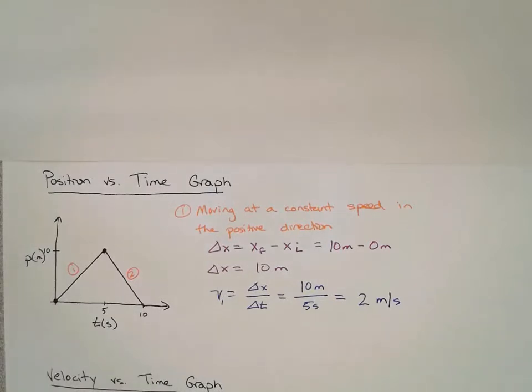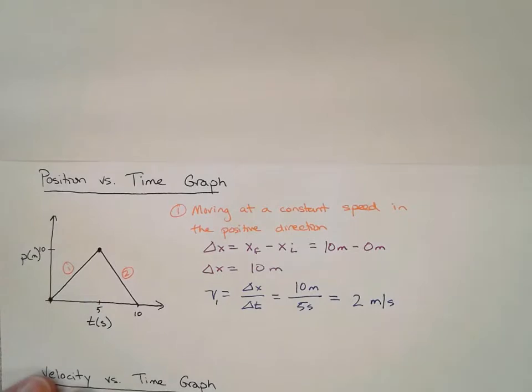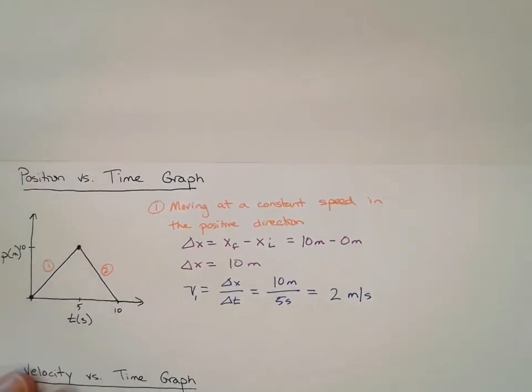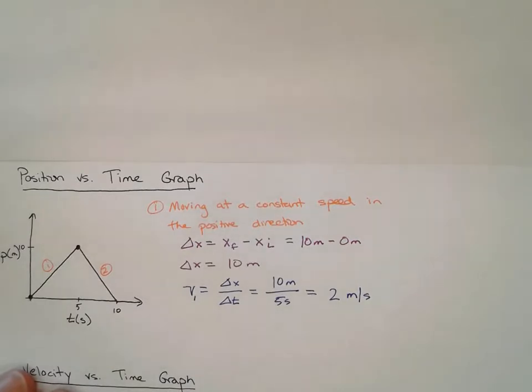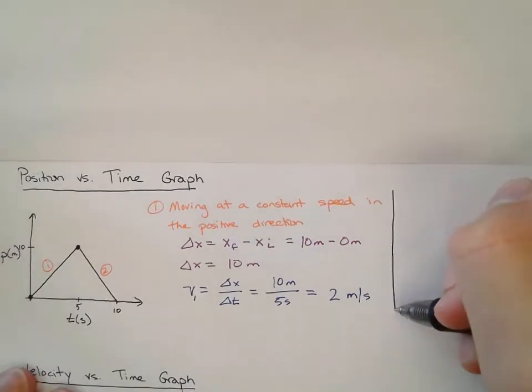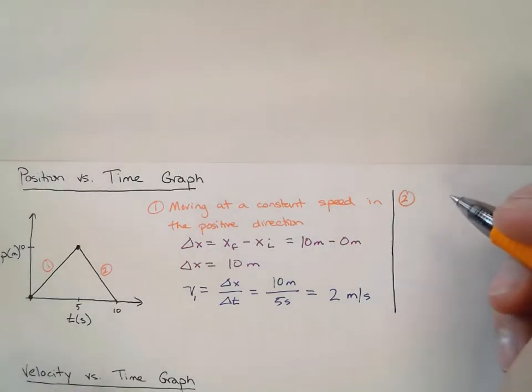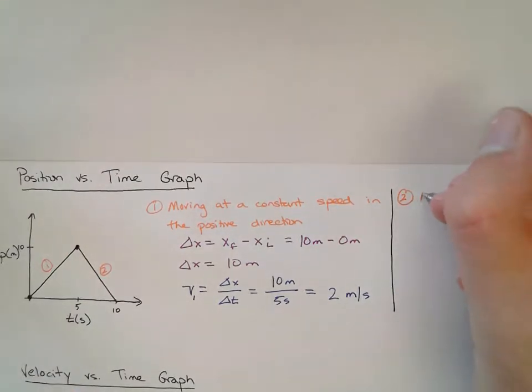Now we can do the same thing for section 2. So section 2, I'd say, do that over here, make a nice line. Section 2, I can say I'm moving at a constant speed in the negative direction.